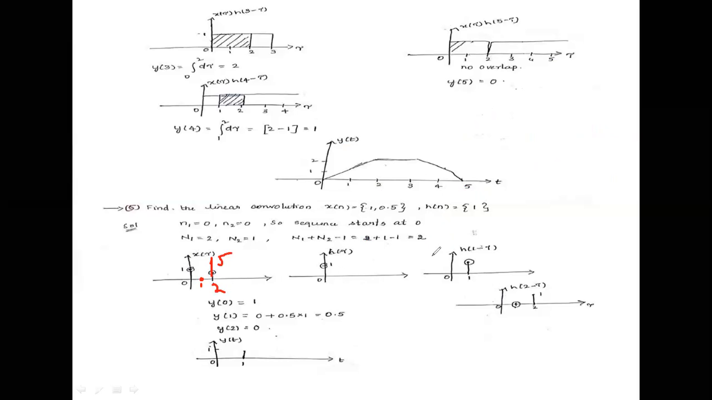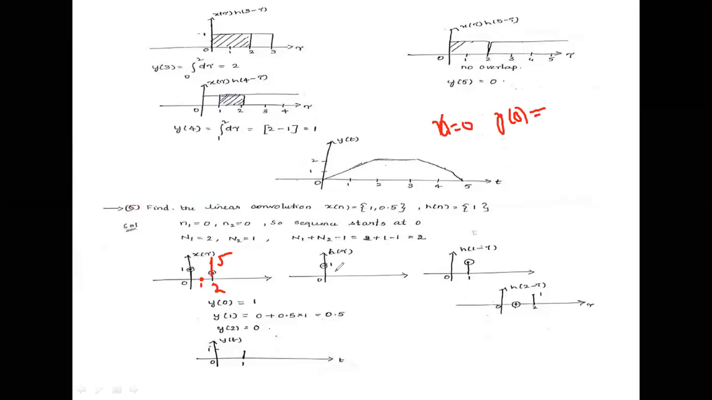What is the first thing we have to do? The h of minus tau. H of tau and h of minus tau, both you can fold at the origin only. There is no change in this one. The positive side and the negative side values are all 0. H of minus tau at n equal to 0, where tau is n actually. N is equal to 0. Y of 0 is equal to.